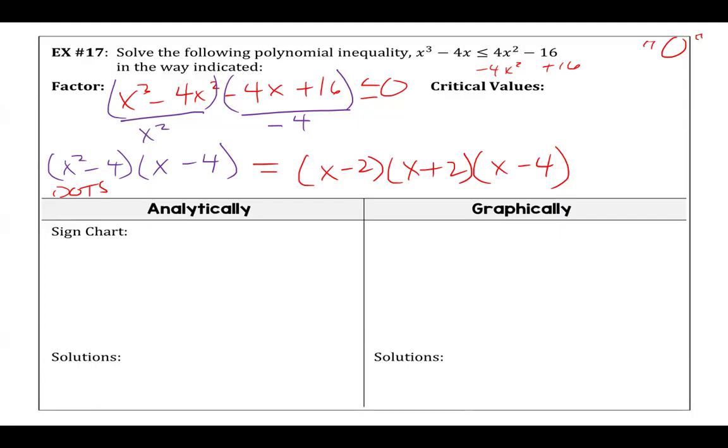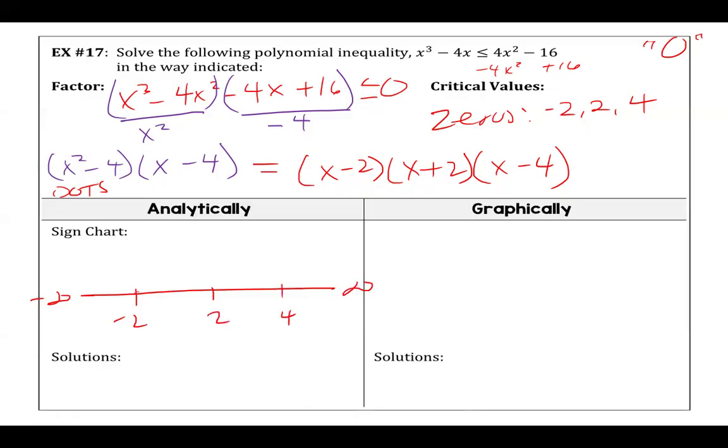Your critical values are your x's. Where are my zeros? In this case, our zeros are at -2, 2, and 4. So these are the values that make up my sign chart. Does that make sense? When I have my sign chart, remember all the way to the left is negative infinity. And now I have -2, I have +2, I have +4, and I have positive infinity.